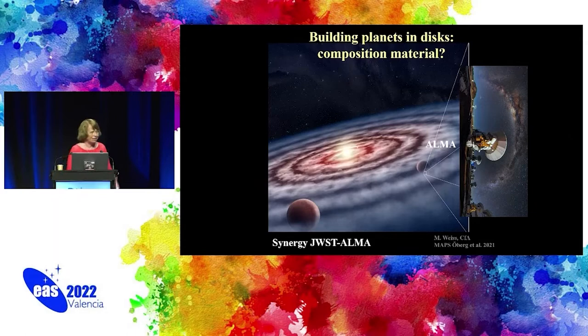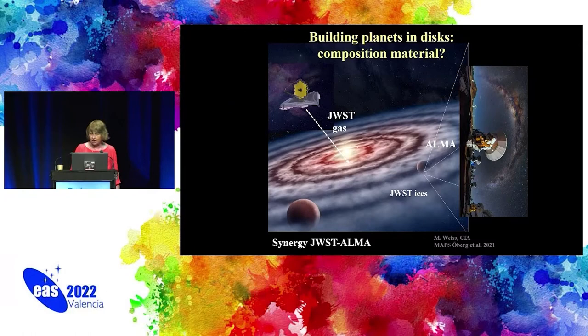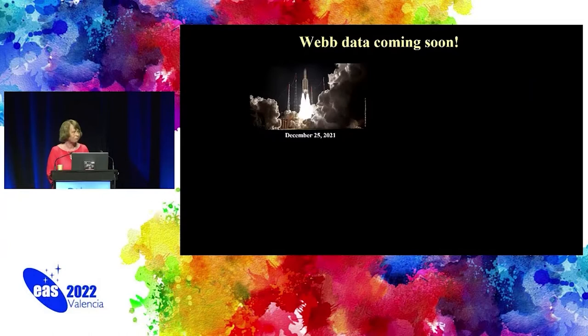JWST is going to do the ices in the outer disk in the edge-on case, and it's going to do the gas in the inner disk. And so there's a real synergy here between JWST and ALMA, because only together do they actually give the full picture. Now, Webb data are coming soon.